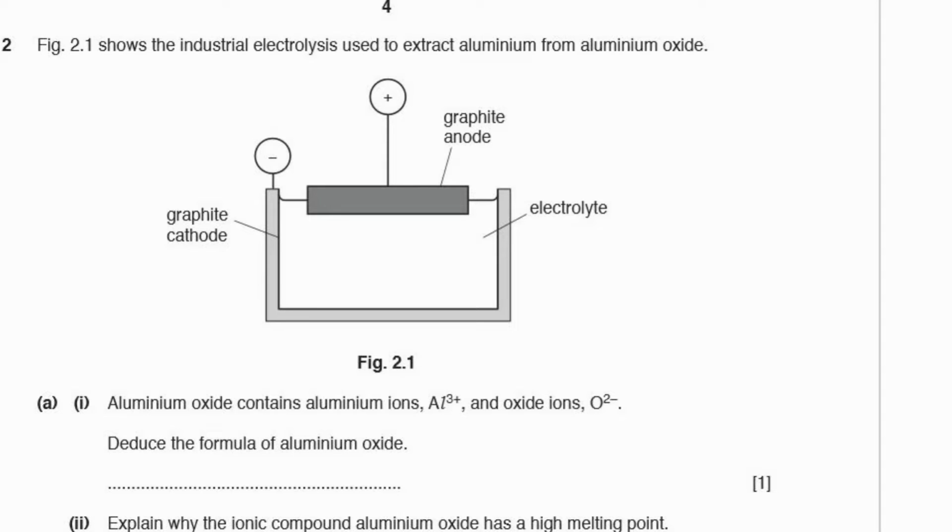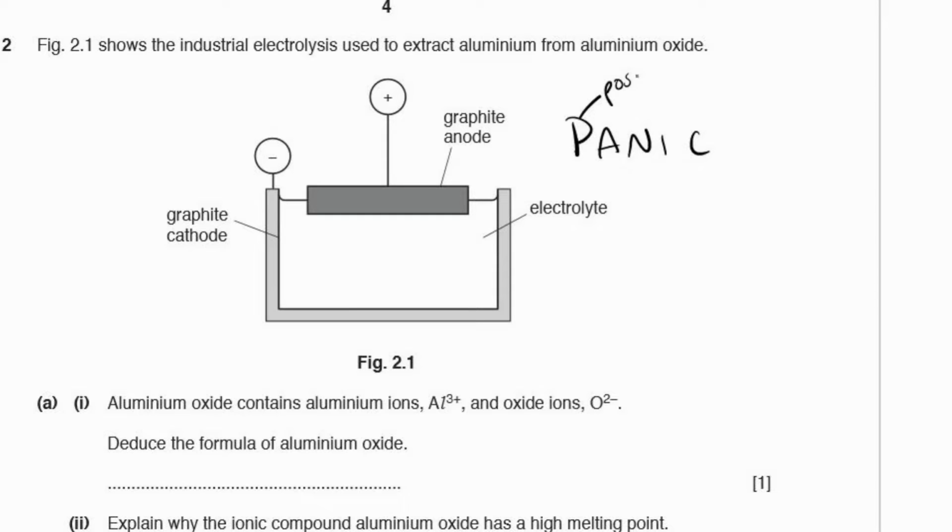Question 2. Figure 2.1 shows the industrial electrolysis used to extract aluminium from aluminium oxide. Okay, so this is electrolysis, and you should always, when you look at an electrolysis question, before you even read the question, panic. This is the only time I say you should panic in a science exam.